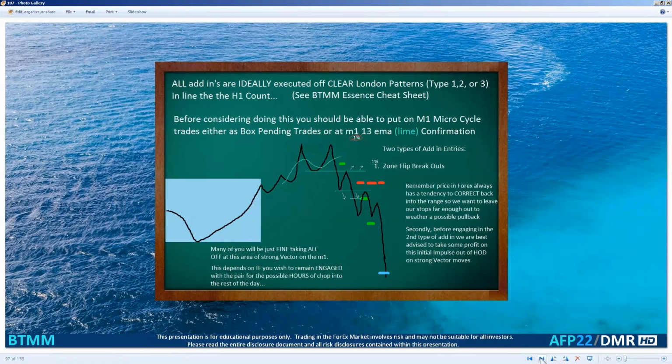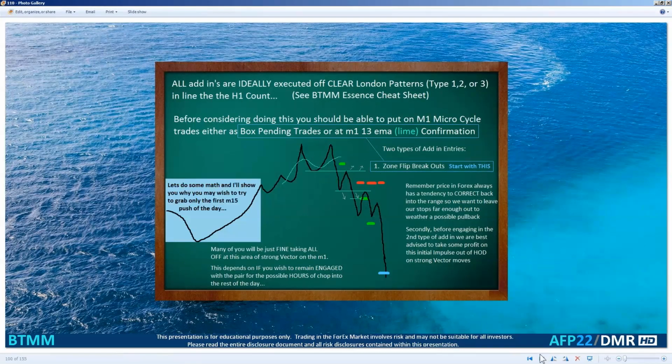I've got an example of 10% that was available in euro yesterday trading this style. 10% trading like this, all right? With only 1% on at any given time. Amazing, right? It's absolutely true. You'll go look at it yourself in the charts. Remember, this structure, this number one type of add-in is a combination of a zone flip breakout or two and either a box or 13 EMA confirmation on the M1. It's these together, all right? That's your main idea here, okay?